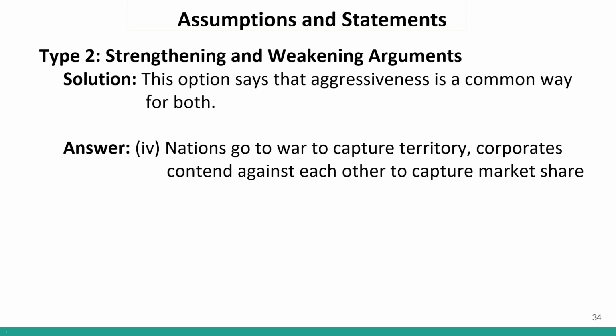So in this particular option, it says that aggressiveness to capture is a common way for both. So in this particular option, we can say that okay, nations and corporates are comparable to each other. Okay.